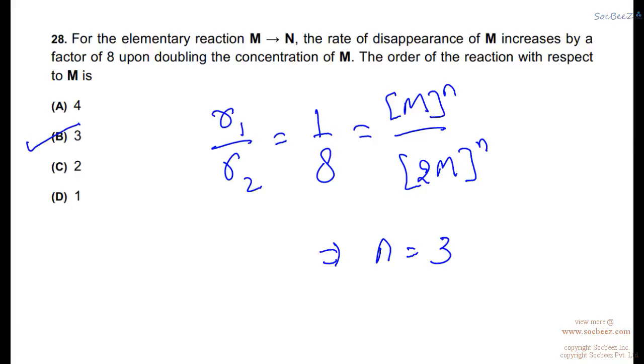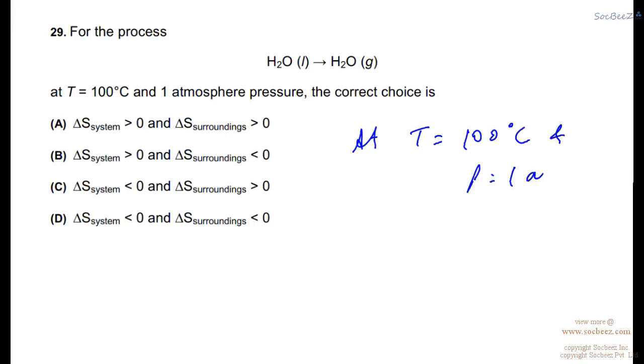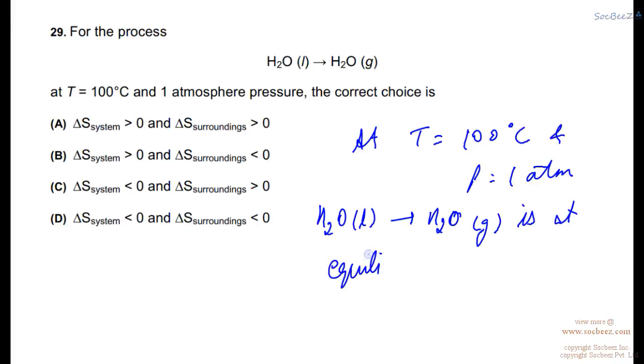Okay. So now the question here says, for the process H2O liquid to H2O gaseous at T equals 100 degrees Celsius and 1 atmospheric pressure, the correct choice is, well, at T equals 100 degrees Celsius and P equals 1 atm, because this reaction H2O liquid to H2O gas is at equilibrium. Okay, and hence delta S of total is 0.